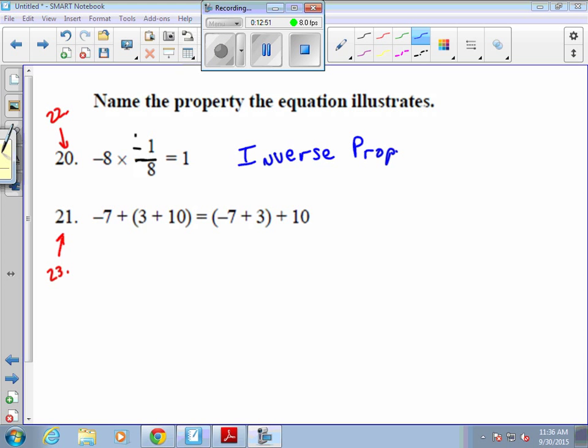Number 21, again, was number 23. It says negative 7 plus 3 plus 10 is equal to negative 7 plus 3 plus 10. Notice the order doesn't change, just where the parentheses are or the groupings change. That is the associative property. And notice it is of addition since it's addition up there.